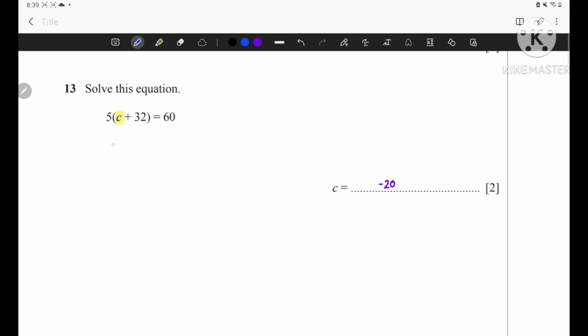Solve this equation. So the first thing we need to notice is that we need to make C our subject. But first we need to expand the brackets. So by expanding the brackets, you get this. Now we can move around the equation in order to get C as the subject.